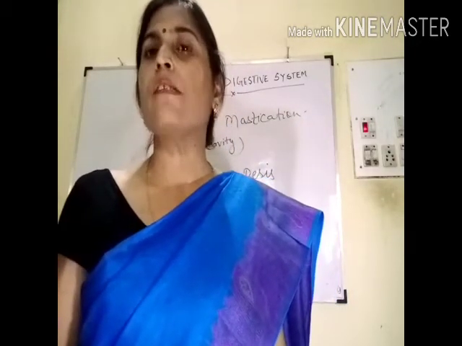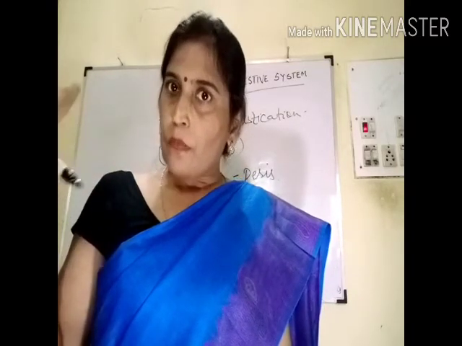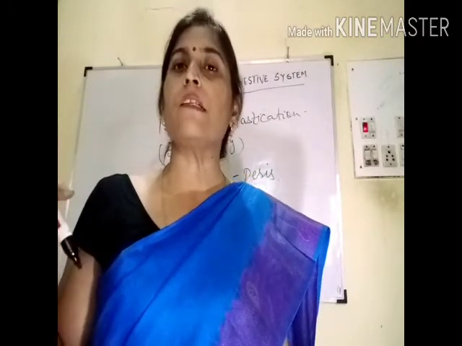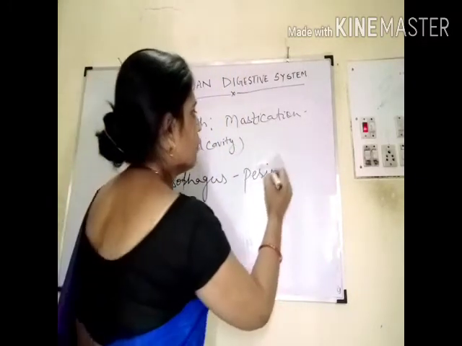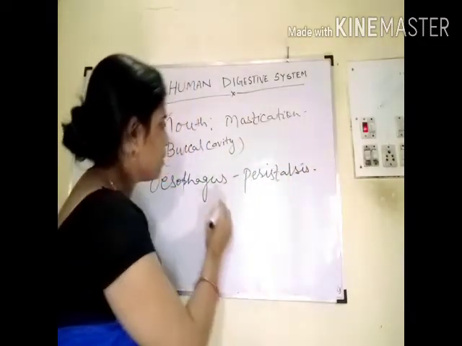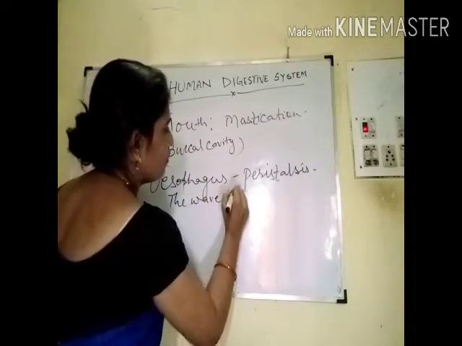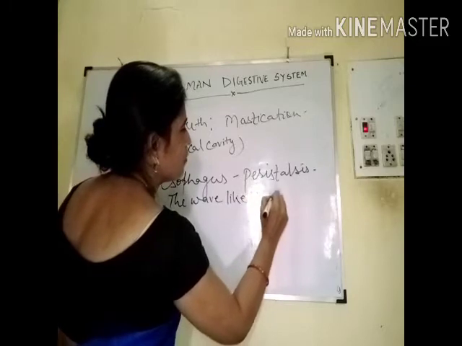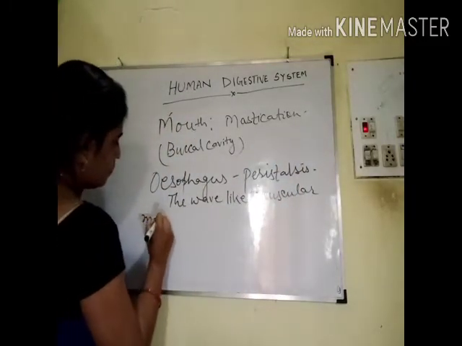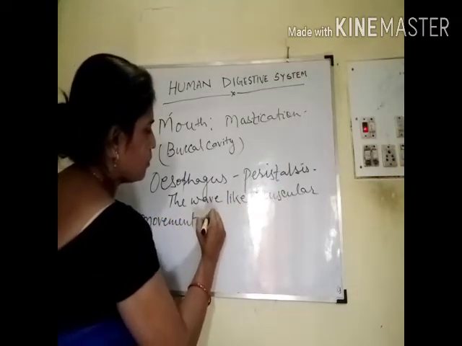So all these hollow organs are made up of muscles. So the food moves with the contraction and relaxation of muscles, and that is called peristalsis. So what is peristalsis? The wave-like muscular movement.